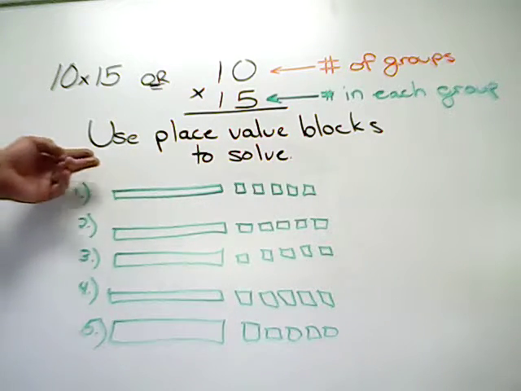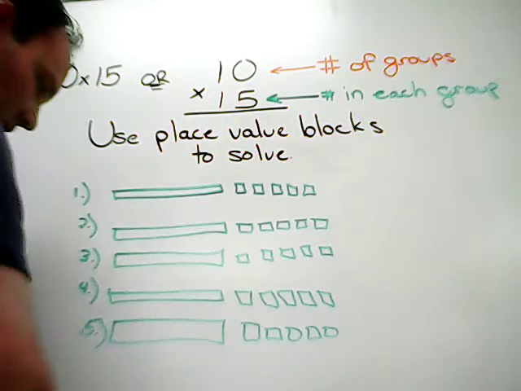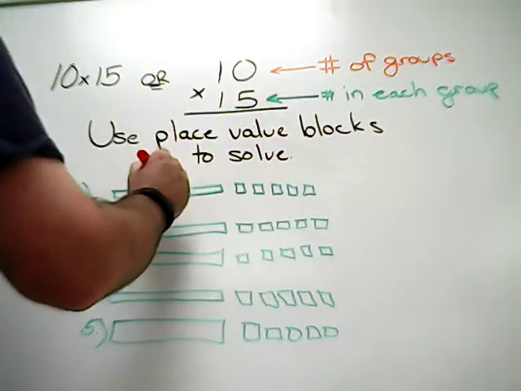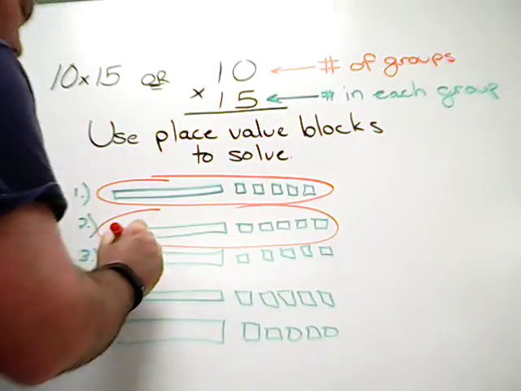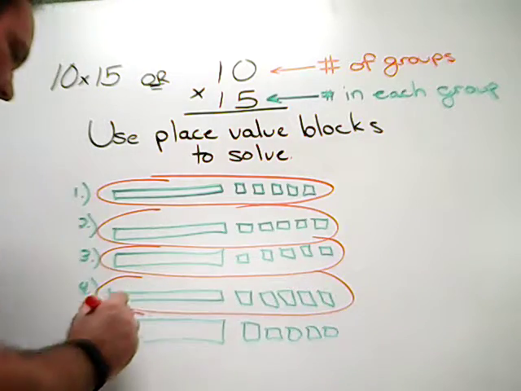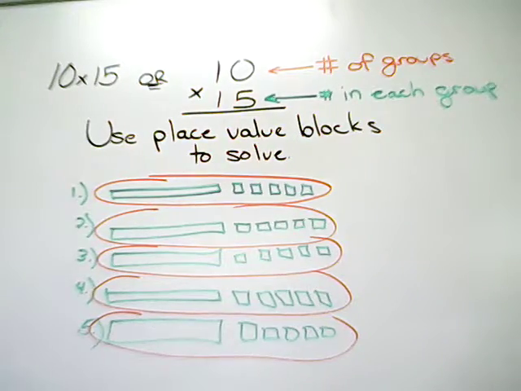What I have here are 5 groups of 15 blocks in each group. I've numbered my groups. What I like to do, though, is circle them so that I know which problems go with which number. So you can see I've drawn 5 groups. I'm not finished. I need to draw 5 more groups. I'm going to do that over here.